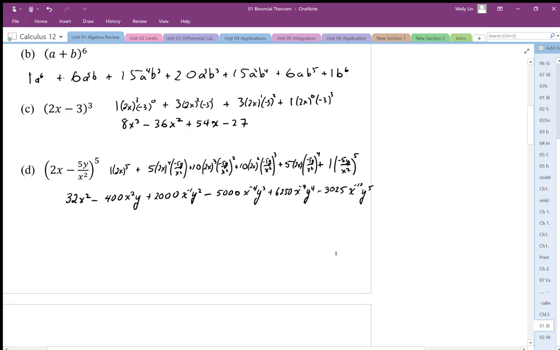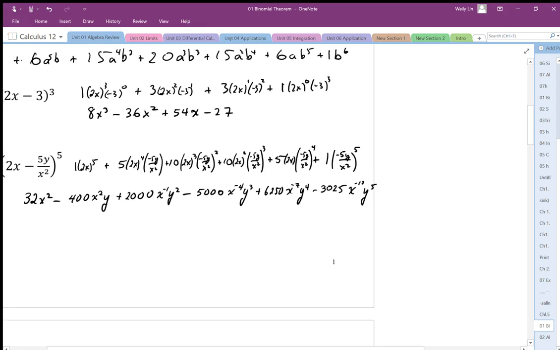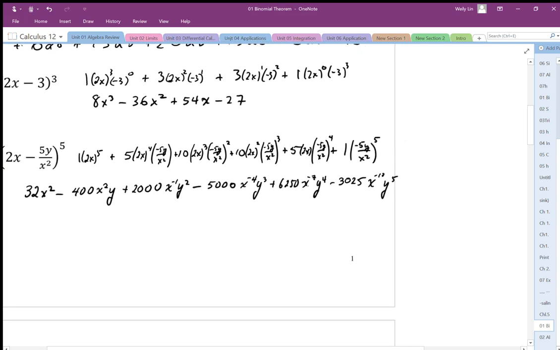So that's a very big expansion. If you were to expand this out term by term by squaring this, this would have been a very difficult and time-consuming expansion. With the binomial theorem, it's still quite a bit of work, but it's much less work than if you were to expand this out using your distributive property.